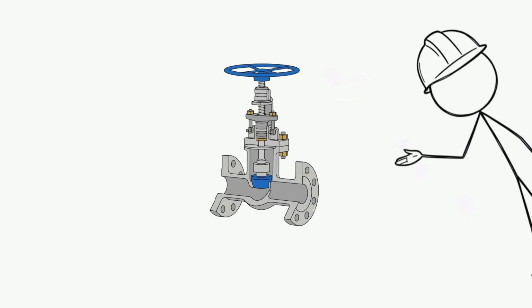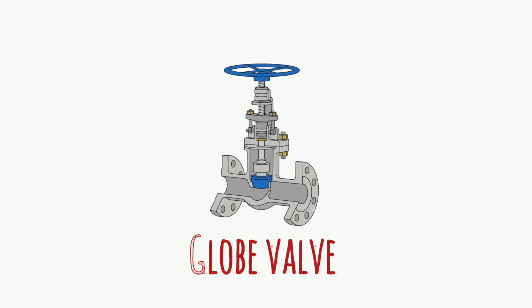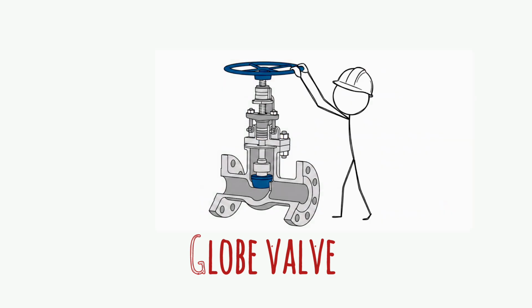Do you know what this is? It's called a globe valve. Due to its unique structural design and operating mechanism, this valve is known as one of the best and most common industrial valves for precise manual flow control.